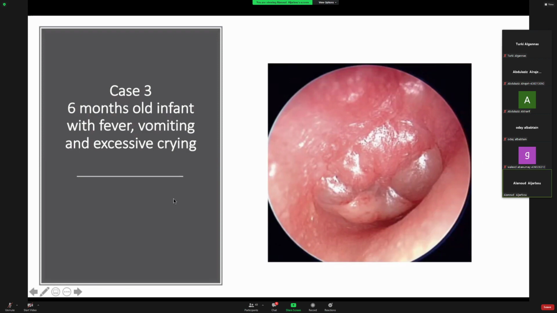And what's your management for this patient? This patient is 6 months, and if another baby, like 3 years old, with unilateral otitis media, and he is well looking.